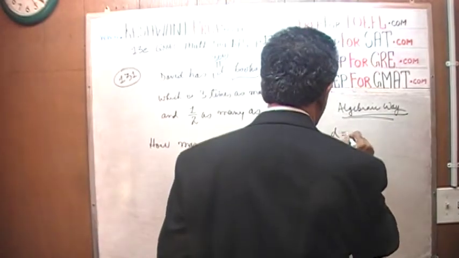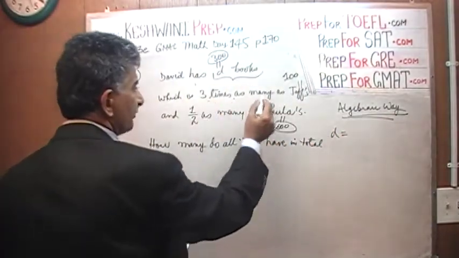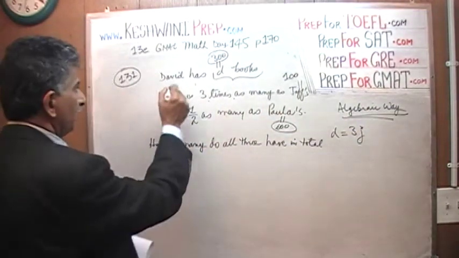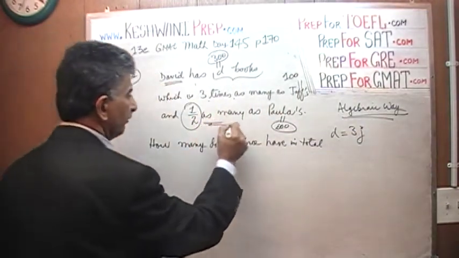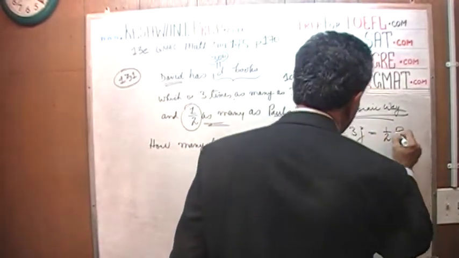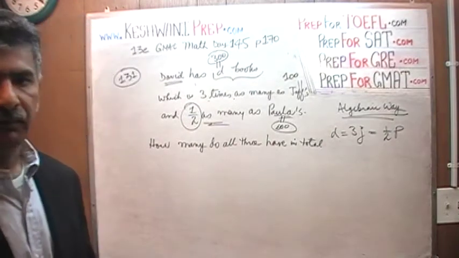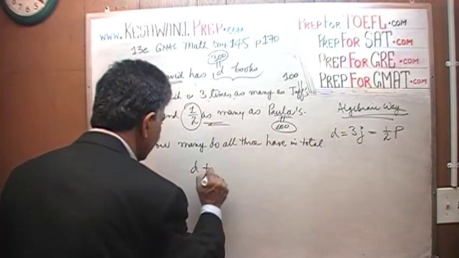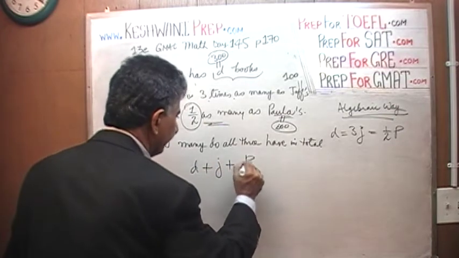David, we are told, has 3 times as many books as Jeff. So that's D = 3J. And we're also told that the amount of books that David has is half as many as Paula. So D also equals half of P. That's all we need. And the question is, what is the total number of books? The total number of books is D plus J plus P.